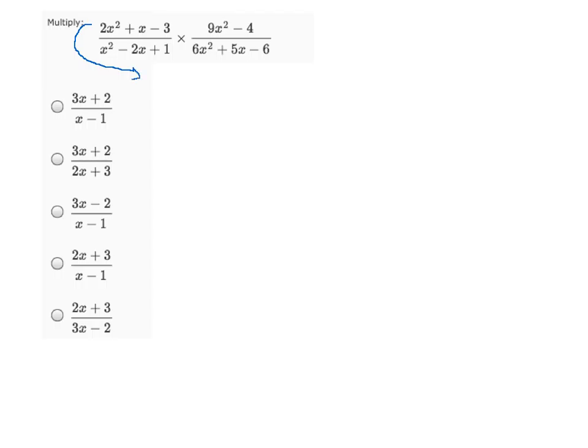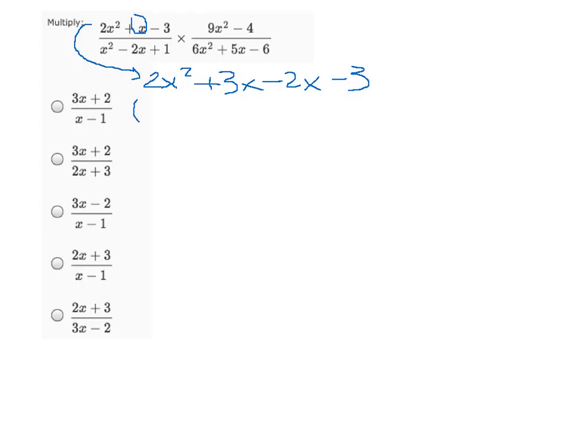We can use the method of factoring by grouping. So we begin by rewriting this by splitting up the middle x term. So we're looking for two factors of -6 that would add up to a +1. And that would be a 3 and a -2. So we want to rewrite it as 2x squared plus 3x minus 2x minus 3. And then do our factor by grouping.